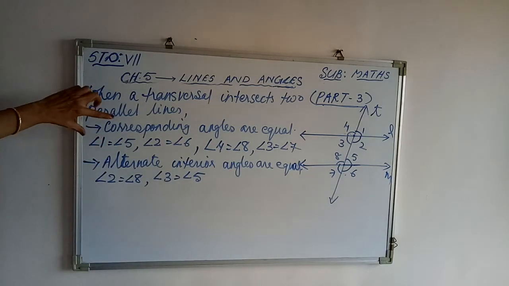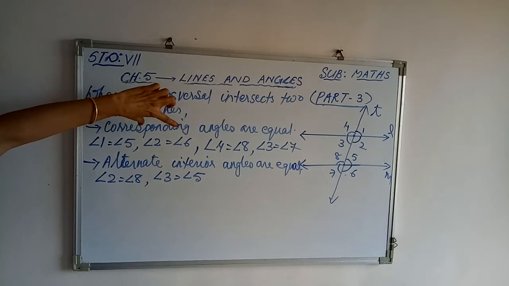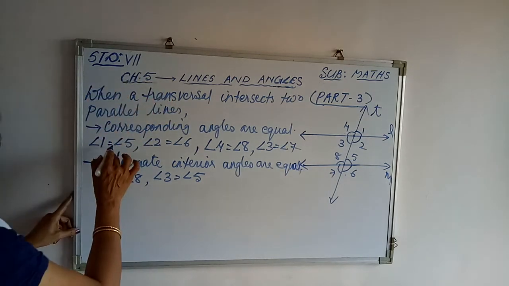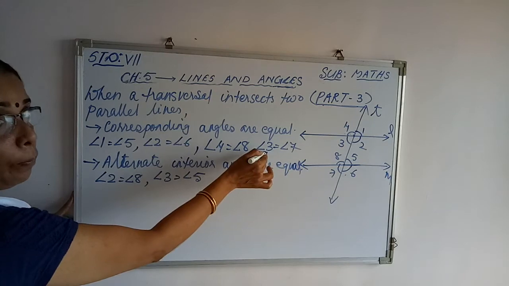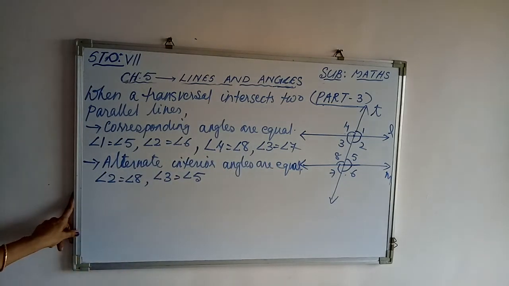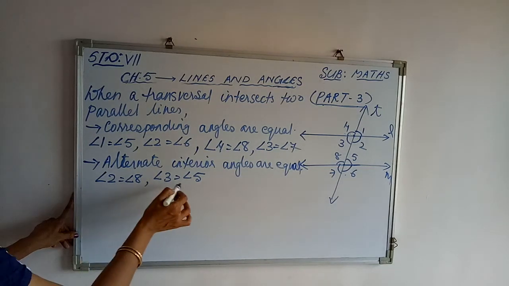See here, how many pairs of corresponding angles are there? How many pairs I am asking? 1, 2, 3, 4. 4 pairs. That means total 8 angles. How many pairs of alternate interior angles? 2 pairs.